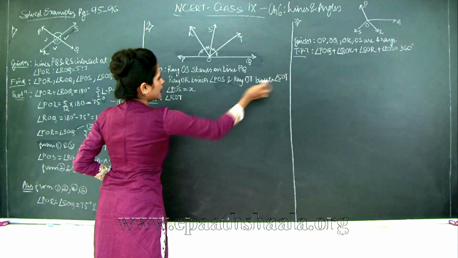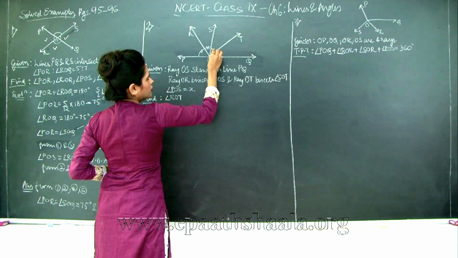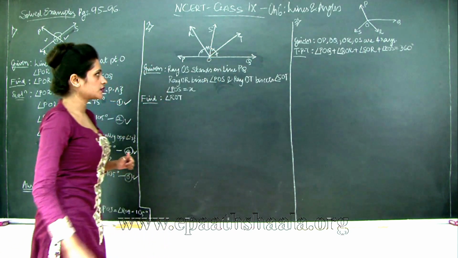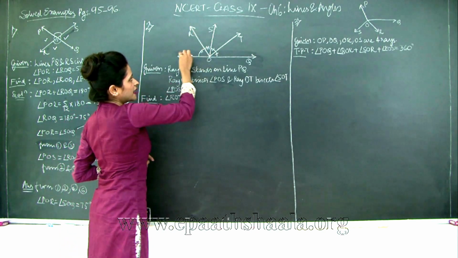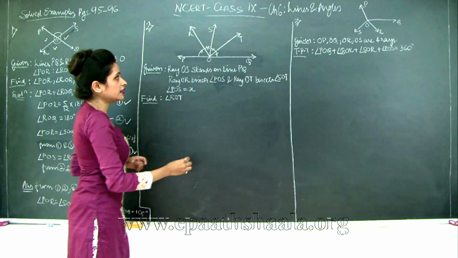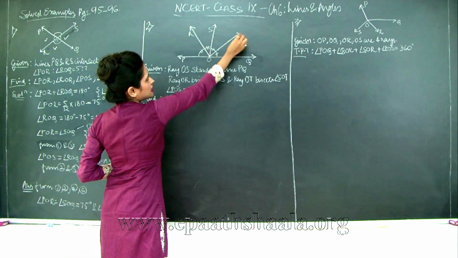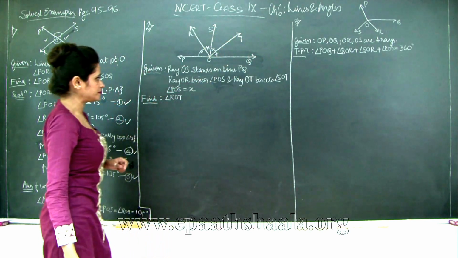And ray OT bisects angle SOQ. So, ray OT is bisecting angle SOQ. Therefore, there are single ticks for these angles. Why? Because since ray OR is bisecting angle POS, we have POR and ROS equal. Similarly, since OT is bisecting angle SOQ, we have SOT and TOQ equal.